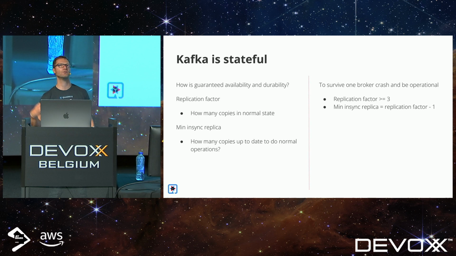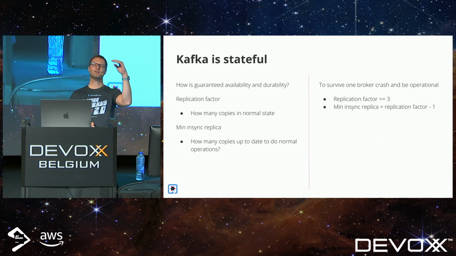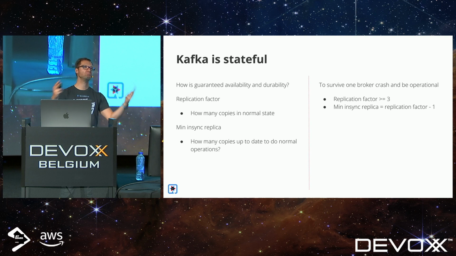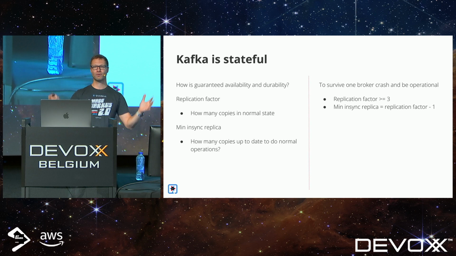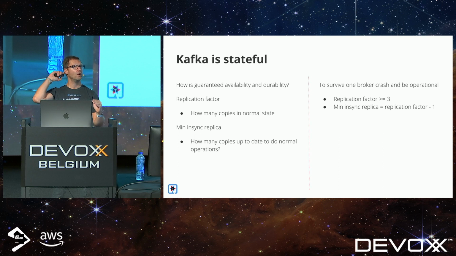So replication factor is how many copies of the normal state should I have? And by copies, it's really the copy of the partitions. Three is a good first value, it gives you enough. You can go to more, but three is an interesting value. And then the min in-sync replicas means, okay, among those copies, how many of the partitions are really up to date compared to the leader, and how many are lagging a bit behind? So min in-sync replicas is how many of the partitions really have to be in sync for me to accept reads and writes, right?